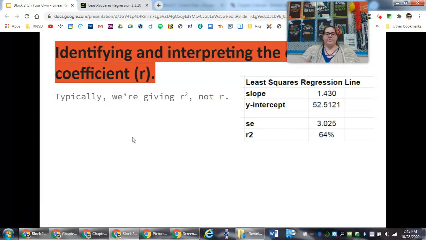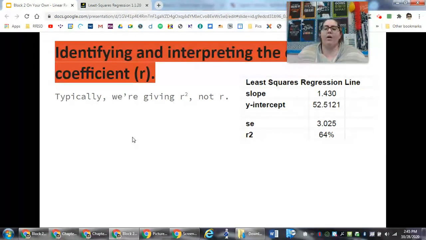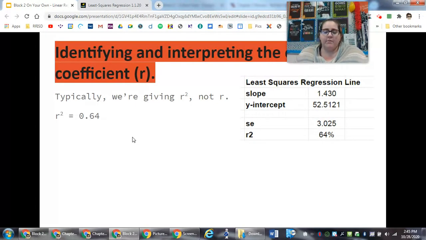Because we're given R squared, we do have to do a tiny bit of math to figure out what R is. R squared is exactly what it sounds like: the R value, the correlation coefficient, squared. So if we know that R squared is 64% or 0.64, we do need to make sure to convert it back to a decimal for this. So R squared equals 0.64. What do we do to solve for R? We take a square root.